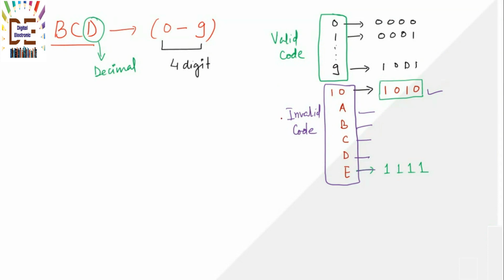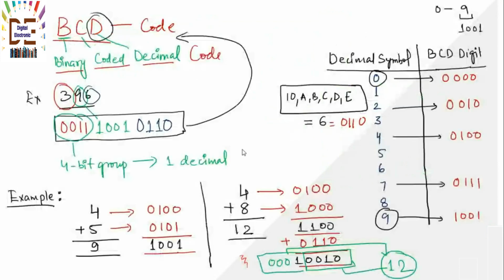To make this invalid code a valid code, what can I do? You can see how many: this is 1, this is 2, this is 3, this is 4, this is 5, this is 6. How many additional codes do we have in a 4-digit code? 6. We will do an addition of 6. So let me take the same example which we took last time, or I can show you here.